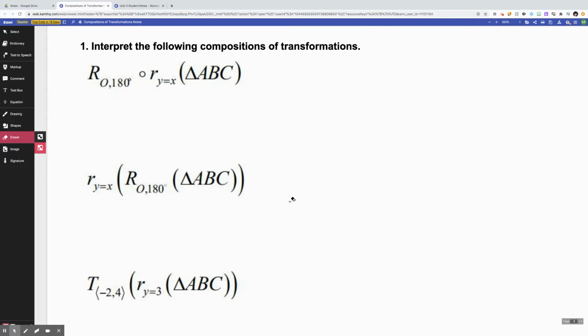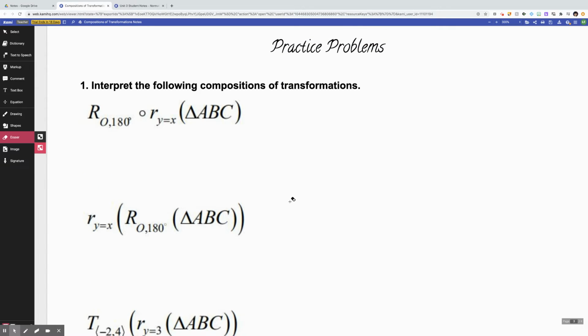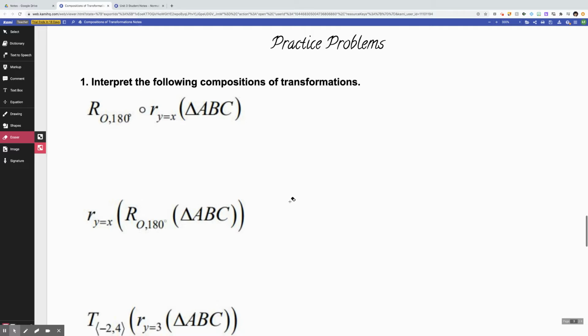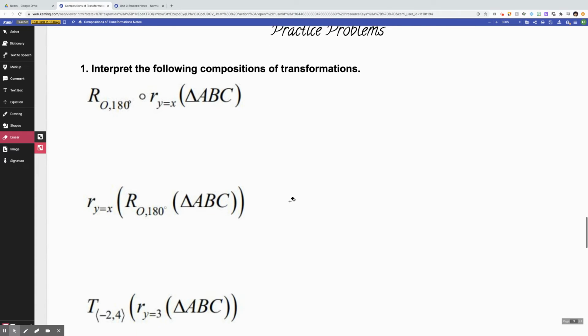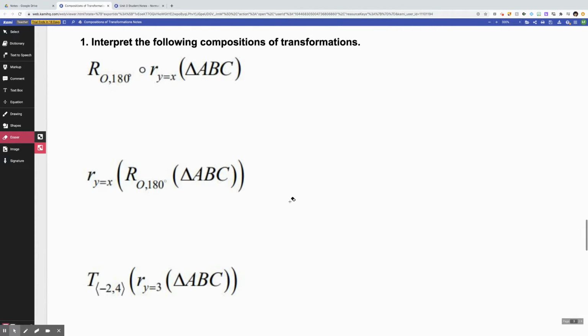Hi, everybody. These are your practice problems for compositions of transformations. You've seen a lot of these types of problems in the previous video where I did some notes and examples for you, but I wanted you to have a chance to get a little bit more practice. So let's try these out.